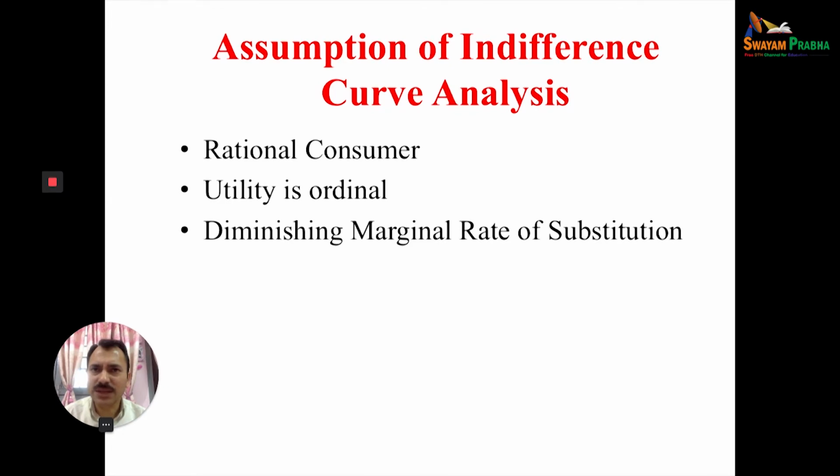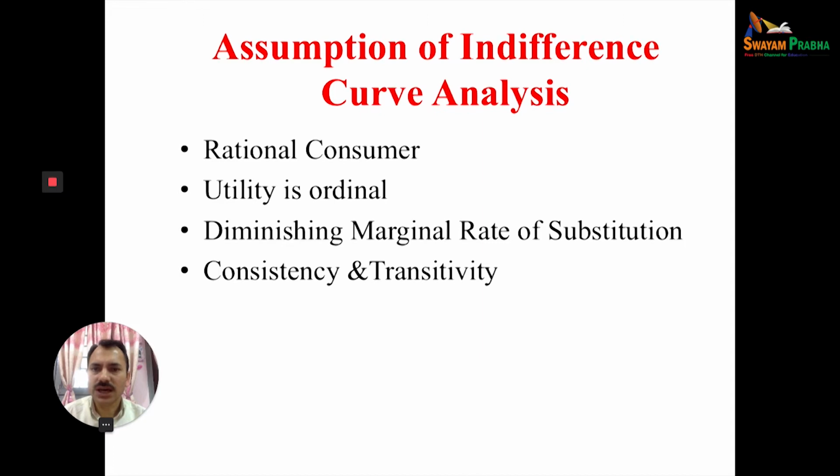This satisfaction level cannot be measured. That's why the consumer ranks his preferences. And diminishing marginal rate of substitution means when he consumes more units of X, then he has to give up some units of Y. Simultaneously, both units cannot be increased.